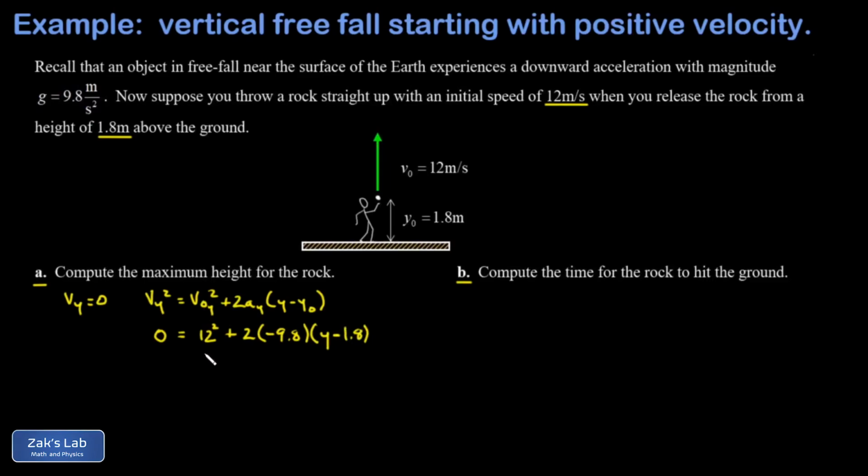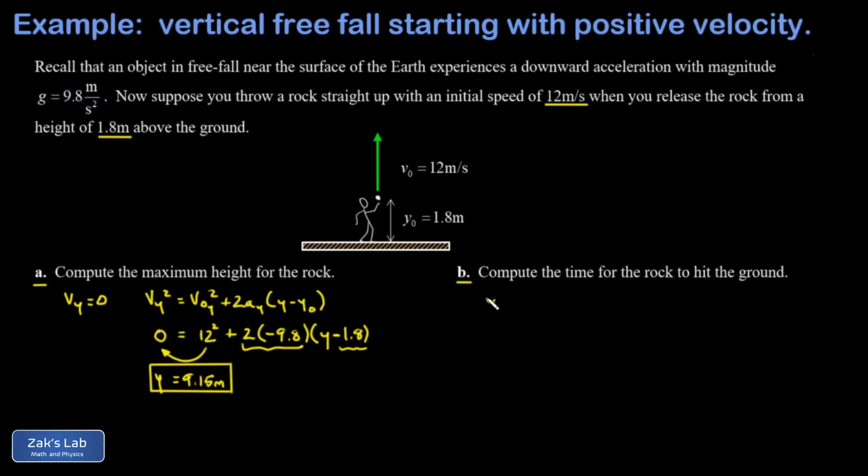So to summarize the algebra from here, I square the 12, I subtract that over to the other side, and then I divide that by twice negative 9.8, and then finally I add 1.8 to it. And after I run all those numbers, I get a maximum height of 9.15 meters. In the next part, I'm asked for the time for the rock to hit the ground.